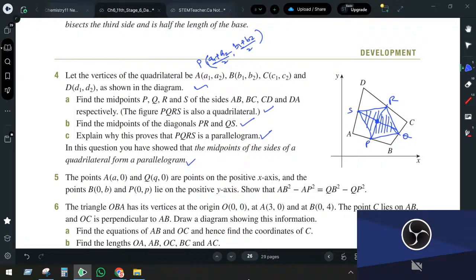Given midpoints, and the midpoints of the diagonal. Why does this prove it? What is the parallelogram condition? Opposite sides are parallel. Yeah. Opposite sides are parallel. And there might be other additional things. I don't know, will this be 90 or no? It is not 90. Opposite sides are parallel.